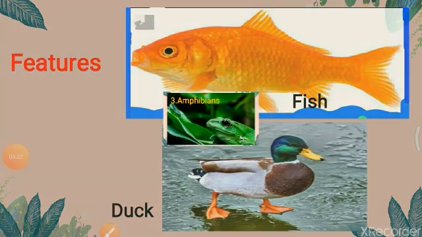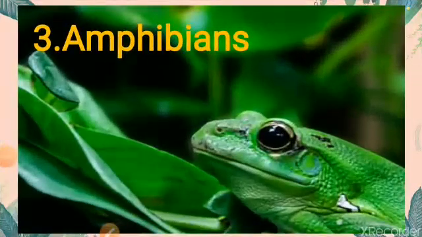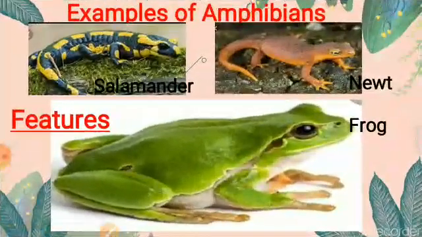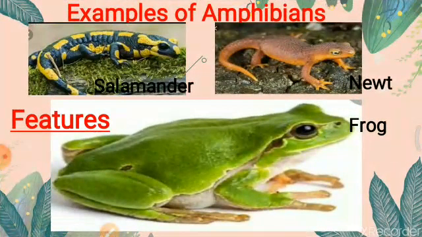Let's talk about our third type of animal, that is amphibians. Amphibians are the animals that can live both on land and in water. Examples of amphibians are salamander, newt, and frog. Their features are they have limbs to help them swim. Some of them have webbed feet.